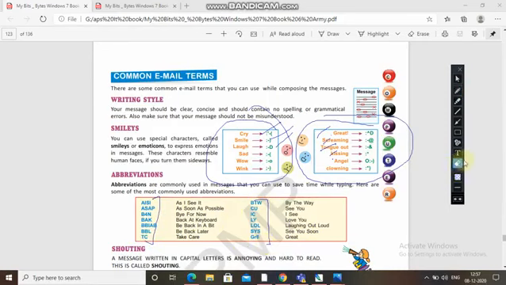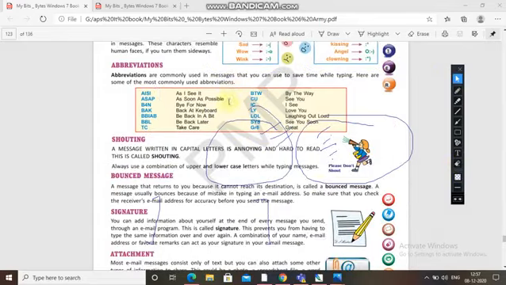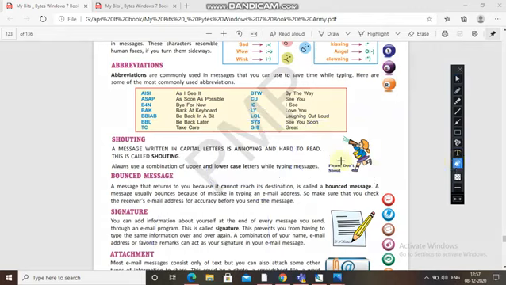Next one is shouting. A message written in capital letters is annoying and hard to read. If all the letters are written in capitals, it is difficult to read. Always use a combination of upper and lower case letters while typing a message. It doesn't look nice otherwise, but if you use both cases, then it looks nice. That is shouting, messages written in capital letters.